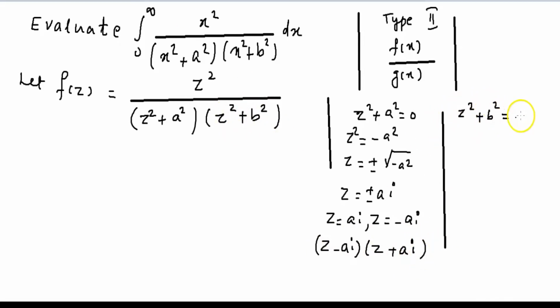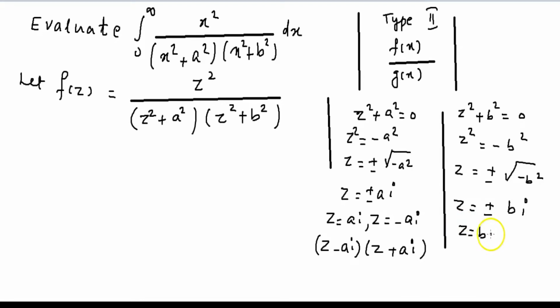Let us equate z square plus b square equal to 0. Then z square is equal to minus b square. z is equal to plus or minus bi. Then we get the poles z is equal to bi and z is equal to minus bi.